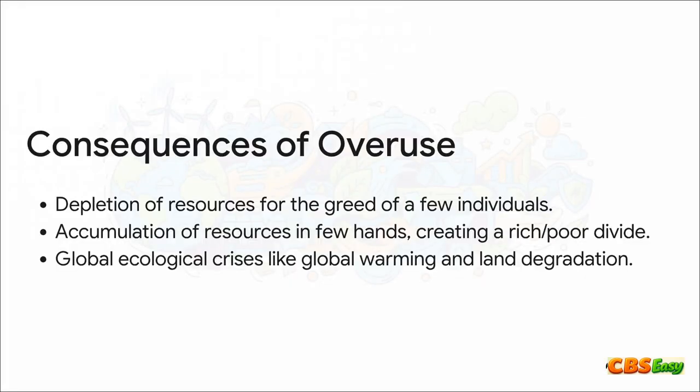So what happens when we use resources without thinking, without a plan? Well, this slide lays out the three huge consequences, and these are perfect points for an exam answer. First, we just run out of stuff. Second, the resources get hoarded by a few people, which creates this huge gap between the rich and the poor. And third, we end up causing massive global problems like climate change and land degradation.